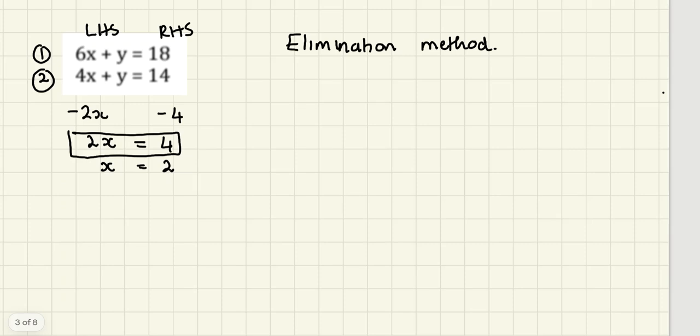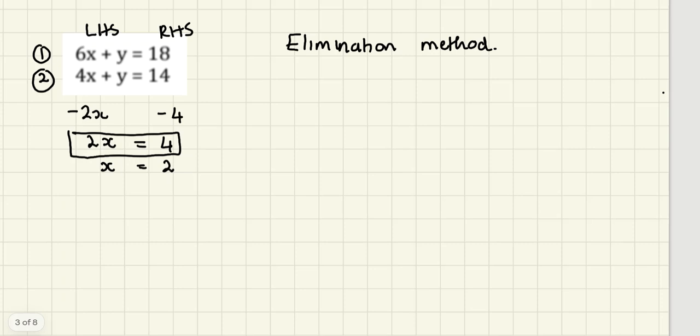By looking at the change, what has happened? I've looked at this and I've gone, well, what changed? And I've written a new equation, which is just the change that happened. And looking at the change means I've eliminated one of the variables. Now 2x equals 4, well, that's all it is.